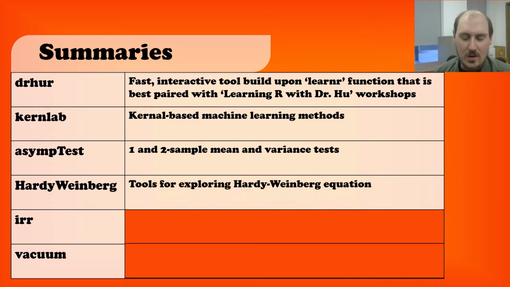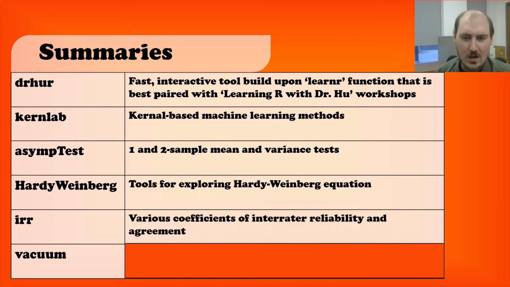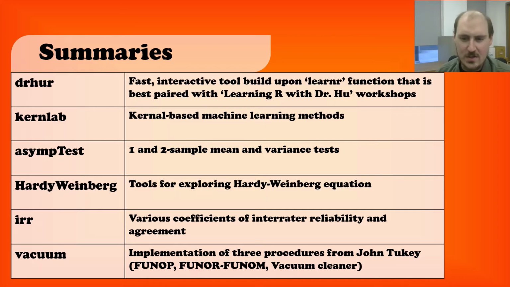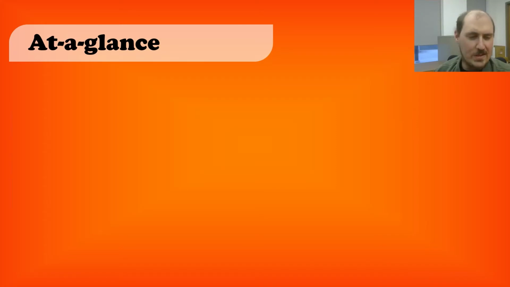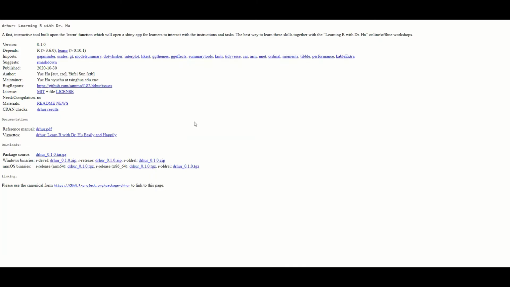Then Hardy-Weinberg, if you know anything about ecology or genetics, these are tools for exploring the Hardy-Weinberg equation, especially equilibrium. Then IRR, it's inter-rater reliability, so there are various coefficients to calculate in this package, and also various agreement coefficients. And finally, vacuum, this is the implementation of 3 procedures by John Tukey, so very classic. They have them labeled with acronyms FRANOP, FANOR, FANOM, and vacuum cleaner. So we'll get to all that in just a moment. Let's glance at them and see what they have to offer us.